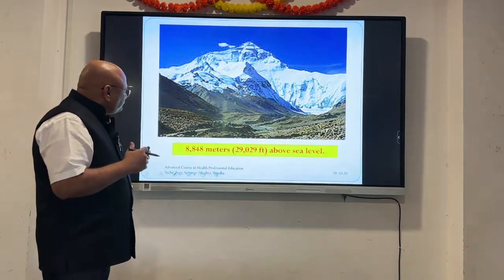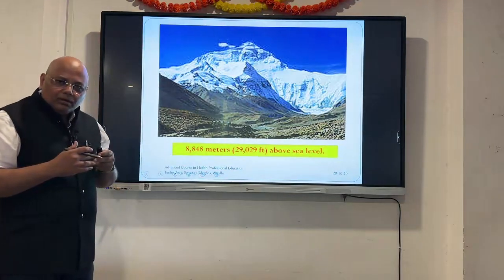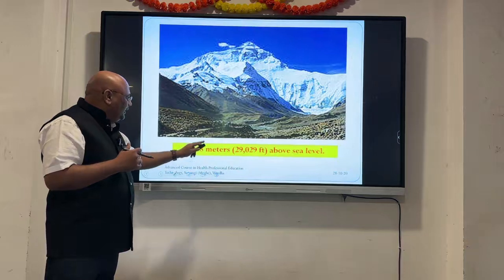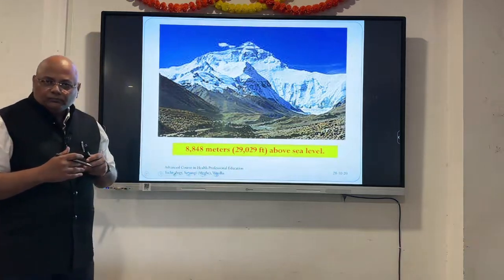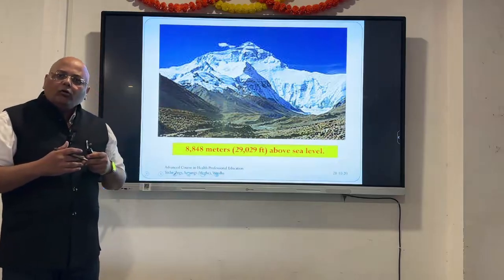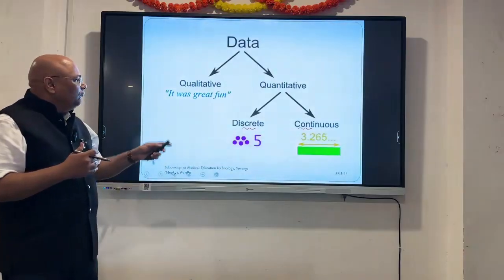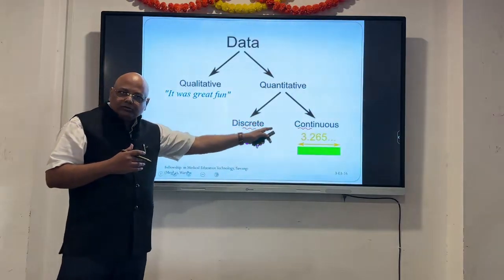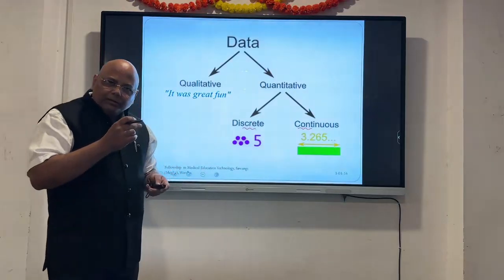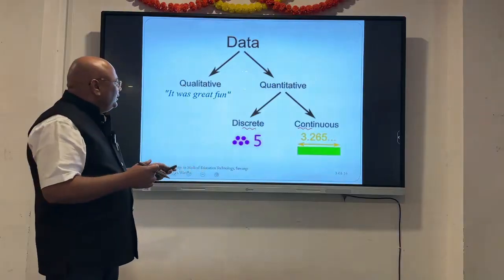We know this is Everest, the world's highest peak, and its height is 8,848 meters. What kind of data are we dealing with? Definitely quantitative data, and even in quantitative data, we are dealing with the continuous type, because there can be chances that its length will be in the form of some points, 0.2, 0.3, 0.45, something like that.